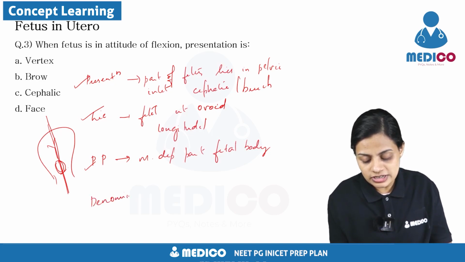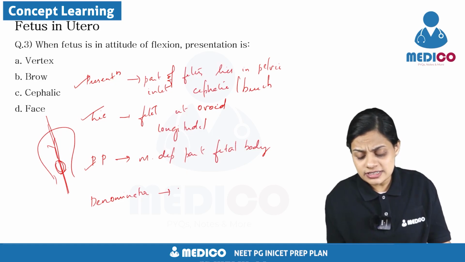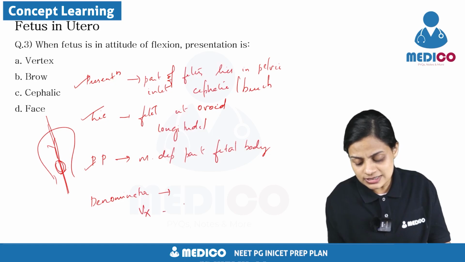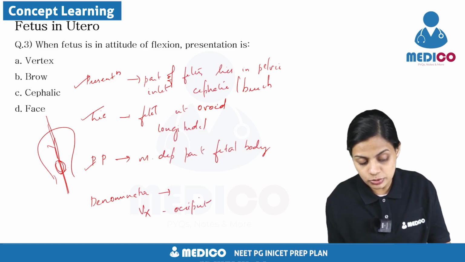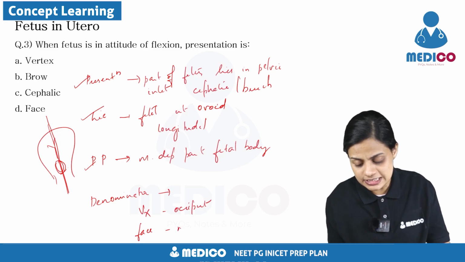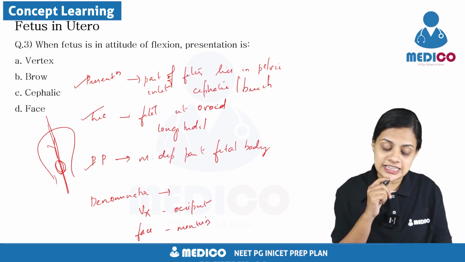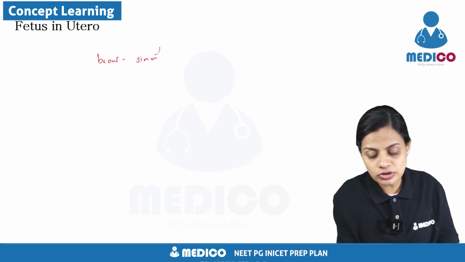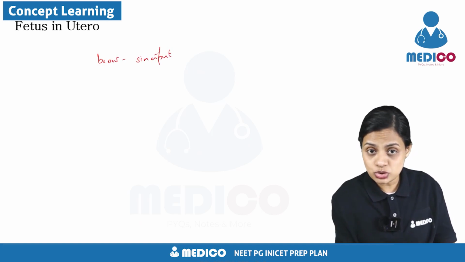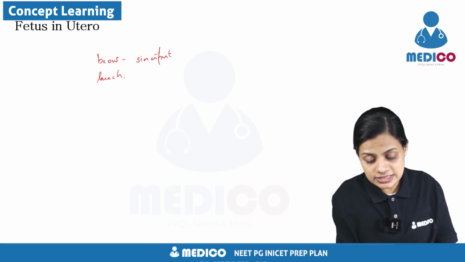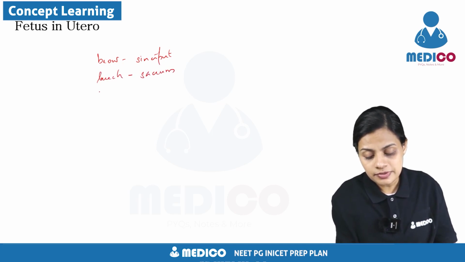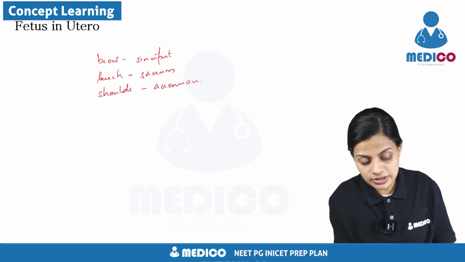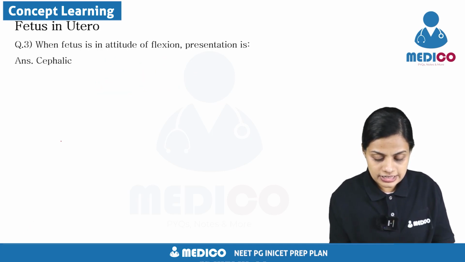Then we've got something called the denominator. The denominator is any arbitrary chosen bony point on the presenting part. For example, if the vertex is the presenting part, the denominator is occiput. If face is the presenting part, denominator is mentum or the chin. If brow is the presenting part, denominator is sinciput. The arbitrarily chosen bony point next to the brow is the sinciput. If breech is presenting, then it is the sacrum. If it is a shoulder presentation, then the acromion process of the scapula will be the presenting part. So that is it.